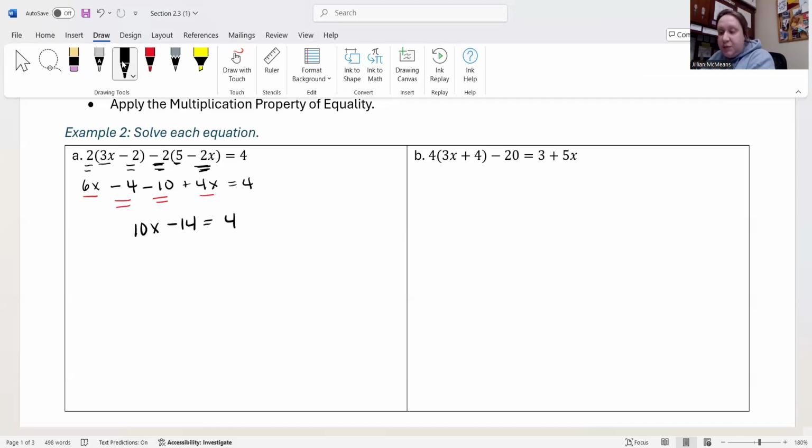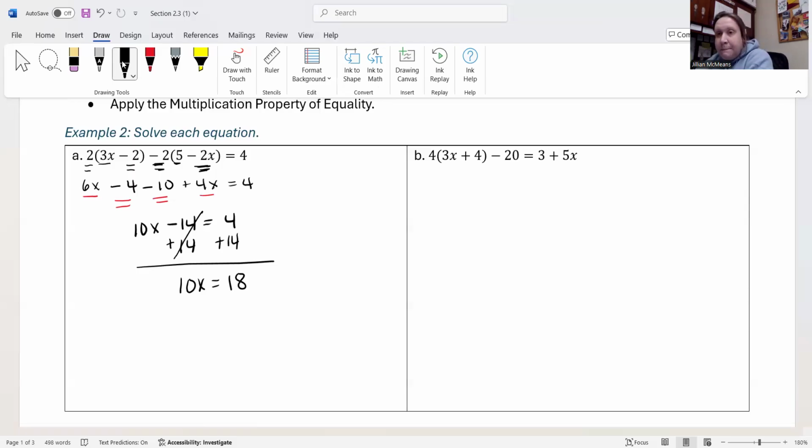At this point, I have a single variable term, which is awesome. I need to get the variable term alone, so I need to move that negative 14 moving truck. So I want to move my minus 14. We need to undo the subtraction. We undo subtraction with addition. Negative 14 plus 14 on the left just becomes 0. People say it cancels, but no, it becomes 0. So 10x minus 0 is just 10x. And then on the right, I get 4 plus 14 equals 18.